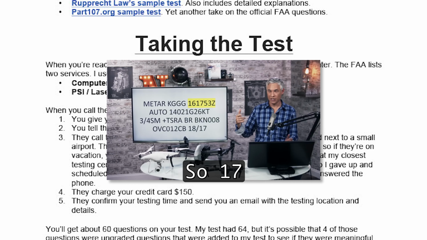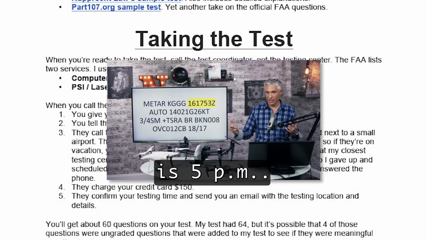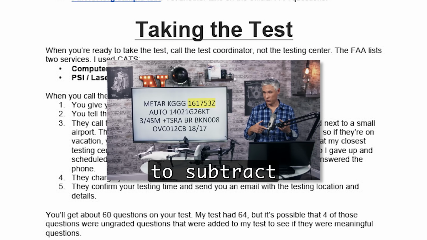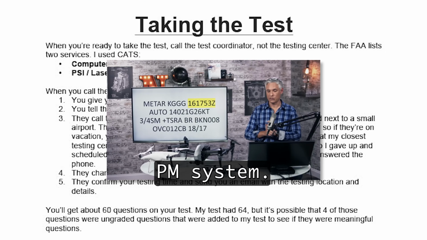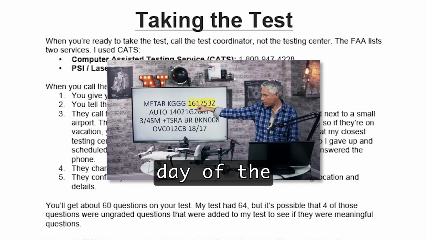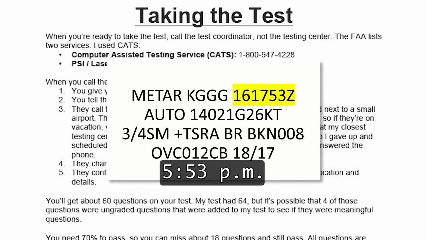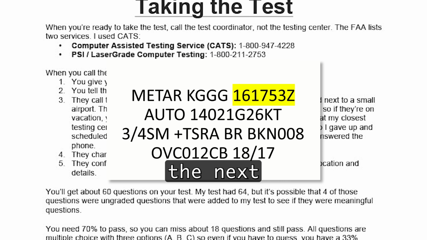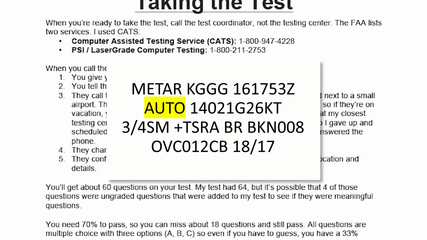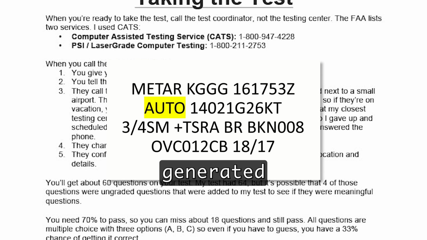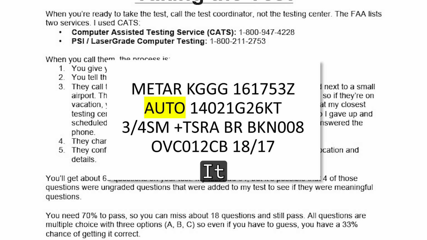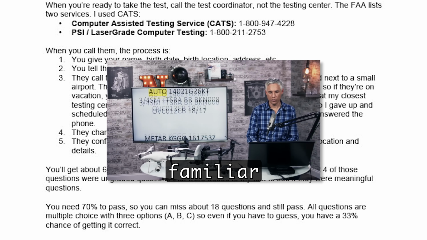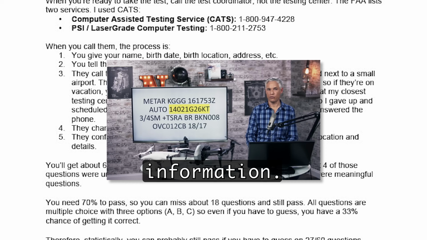So 17 is 5 p.m. You better get used to this 24-hour time. Remember, you just have to subtract 12 if you're used to using the AM/PM system. So the 16th day of the month at 5:53 p.m. UTC. The next word, AUTO, means that the report was automatically generated by some sort of weather station. It could also say COR, which would mean corrected. Just so you're familiar with it, you probably won't get tested on that particular bit of information.